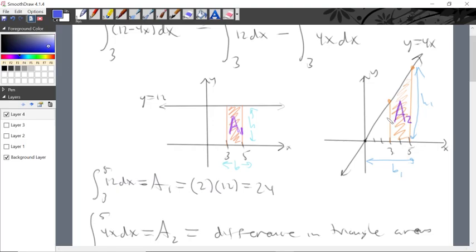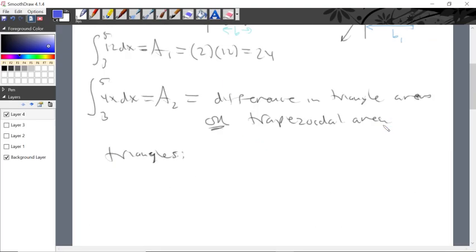Let's say we subtract from that the area of this triangle right here, where we have B2 and H2. Sorry, I mean B2 and H2 is what I should be saying. So let's interpret it that way.